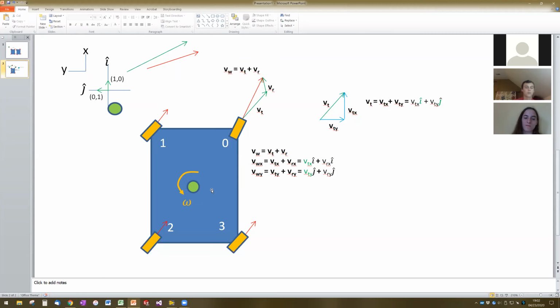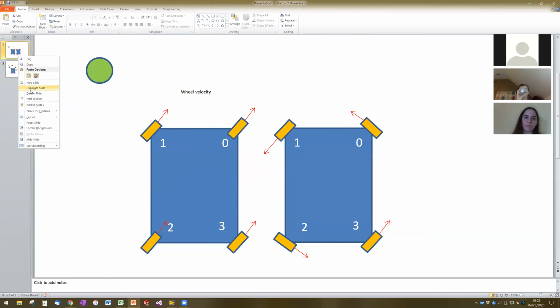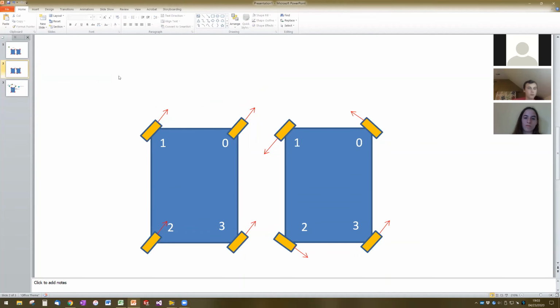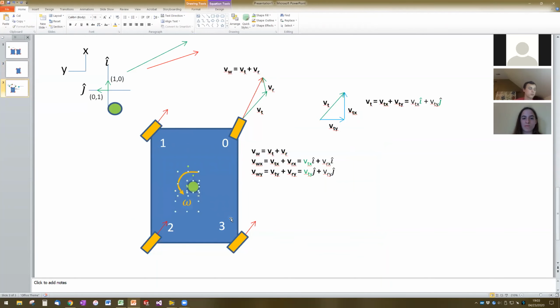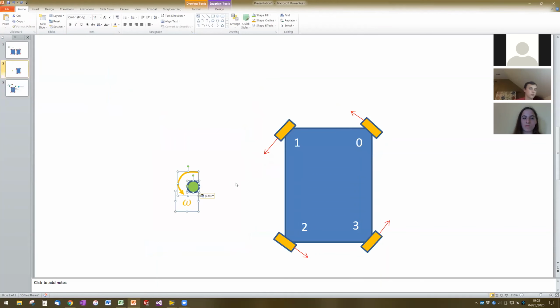So let's see here. What I want to do next, if we go ahead and look back at this figure where we're just rotating, we're not translating at all. We've got this.